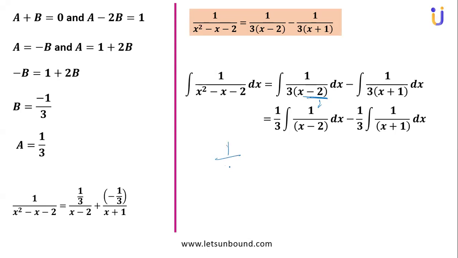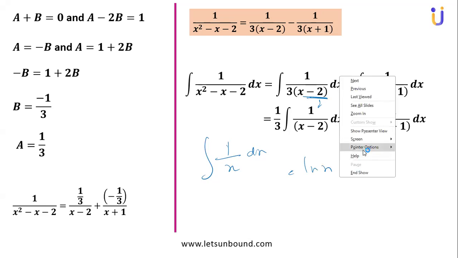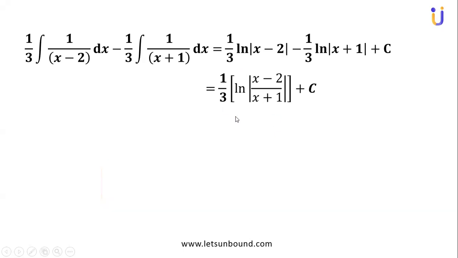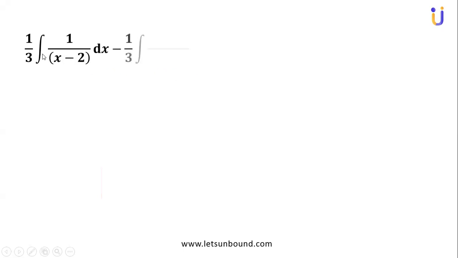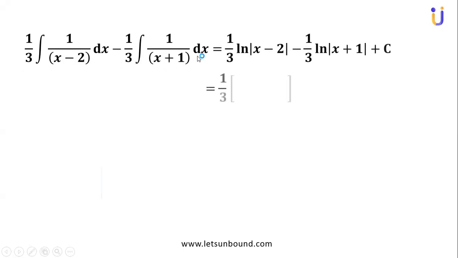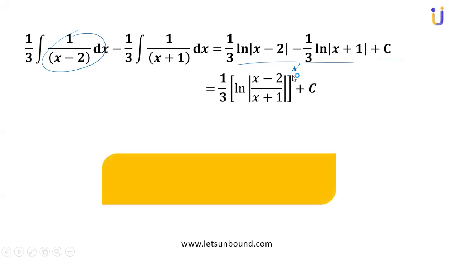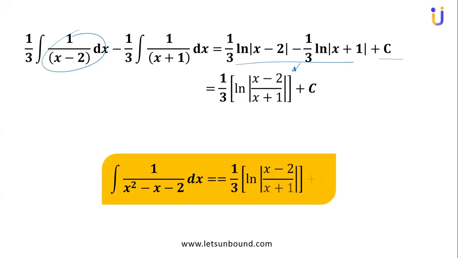I know that the integration of 1 by x dx is ln x, so I can relate with that, right? And 1 by x minus 2 is also ln of x minus 2. You don't need to apply u substitution. It's quite direct over here. So this is what we got. This integration, you do it separately; the rules allow us to. And 1 by 3 ln of x minus 2 minus 1 by 3 ln of x plus 1, and the constant of integration. You can simplify it further using the logarithm laws. And that's it. This is the answer.